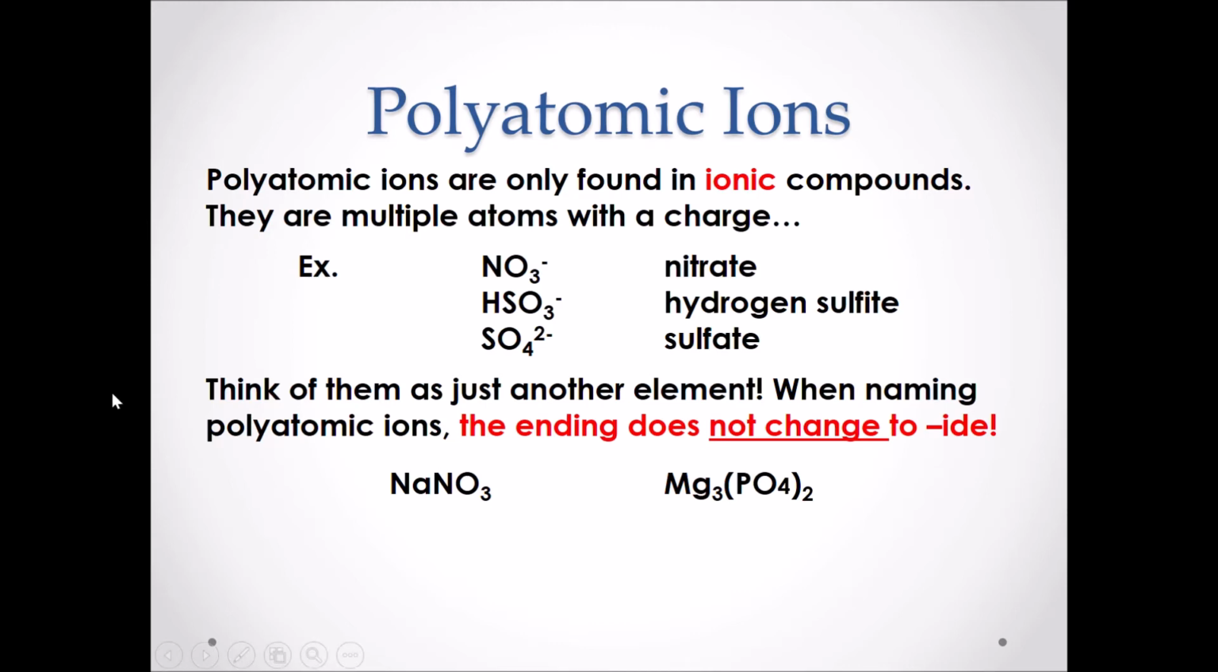Think of polyatomic ions as just another element. When naming polyatomic ions, the ending does not change to IDE. For example, if we look at NaNO3, our name is sodium nitrate. The ending does not change. And if we look at Mg3(PO4)2, we have magnesium phosphate. Again, the ending does not change.